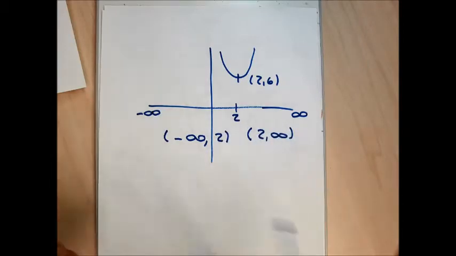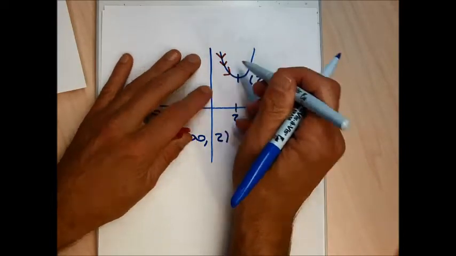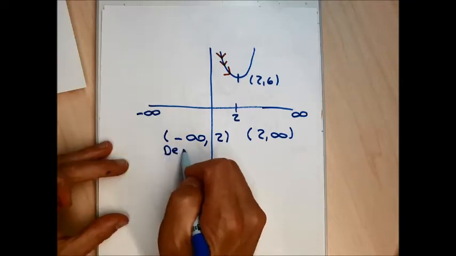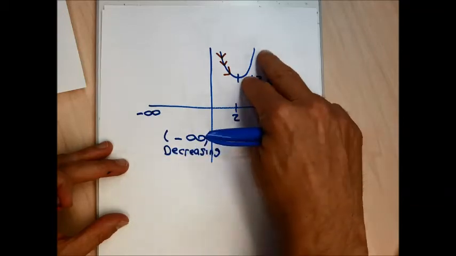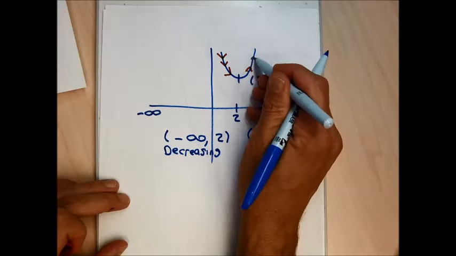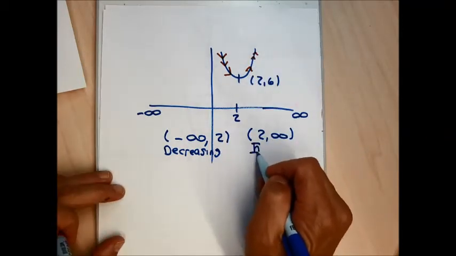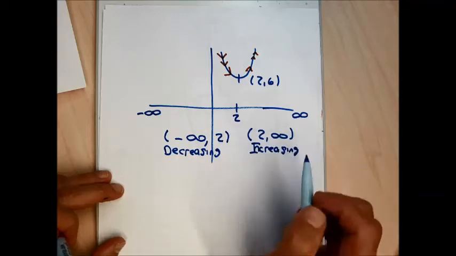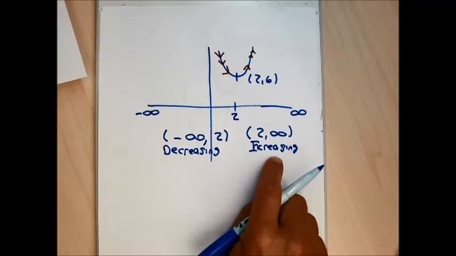The portion of the graph that corresponds to the first interval is this part of the graph. As I move from left to right on that part of the graph, it is getting lower. So the graph is going to be decreasing in the first interval. The portion of the graph that corresponds to 2 to infinity is going higher as you move from left to right. So in that region, we're going to say the graph is increasing. So my answer for part D: the graph is decreasing in this interval and increasing in that interval.